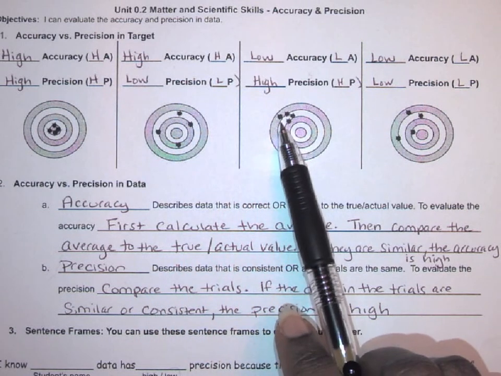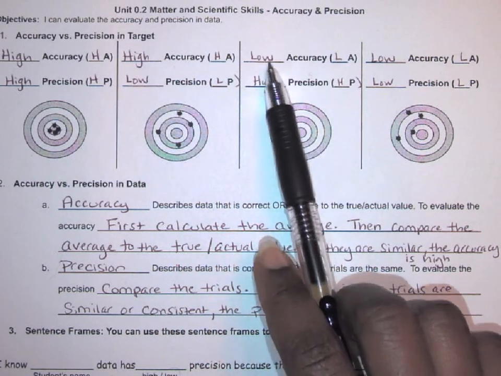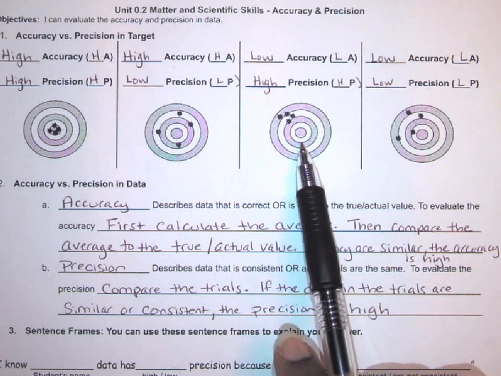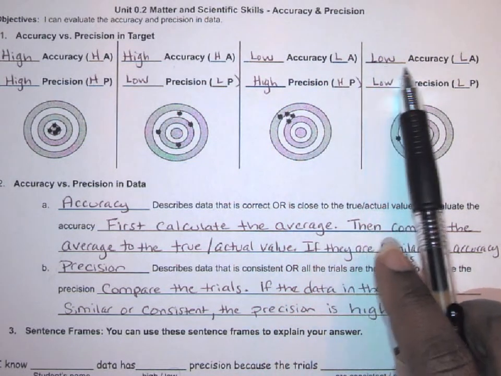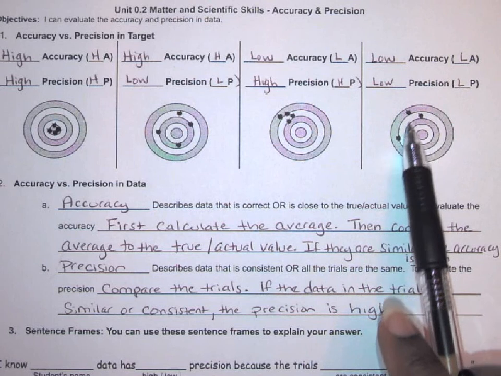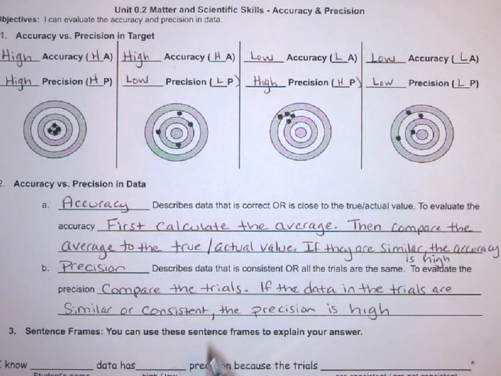On the other hand, in the third one, the dots are very far away from the bullseye, so this is low accuracy because they're far away. And the same thing with this last one. Most of them are far away from the bullseye, so we say low accuracy.